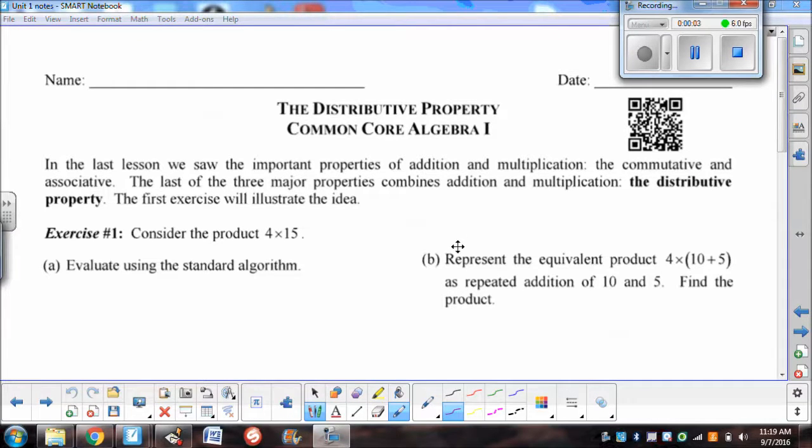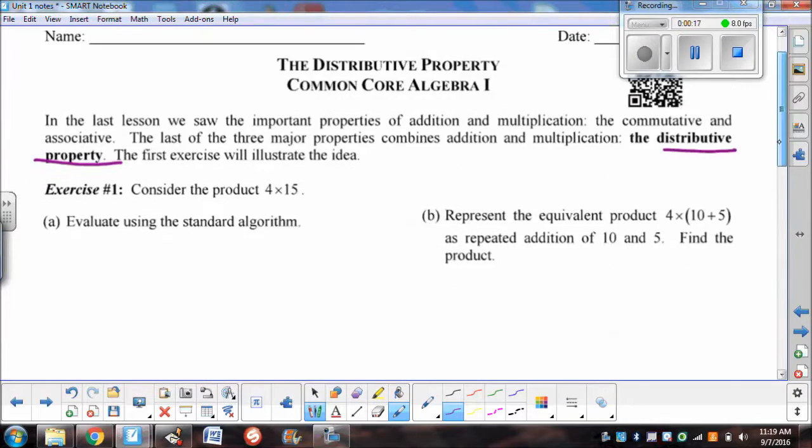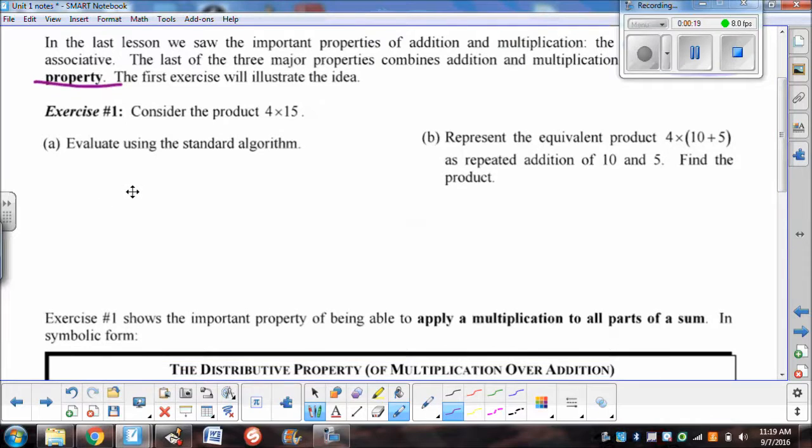The distributive property. In the last lesson, we saw the important properties of addition and multiplication, the commutative and the associative properties. So we're going to add a third property, and this is a pretty big one. It's the distributive property. So let's look at exercise 1. It says consider the product of 4 times 15.